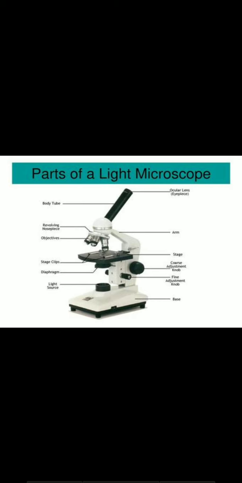Next, the base is there to give it support. The light source is there to give it light. Objective lenses are there to magnify the object, and then the nose piece is there to hold the different kinds of objective lenses, because you can see there are three different kinds of objective lenses over there. So these will be fitted in the nose piece.